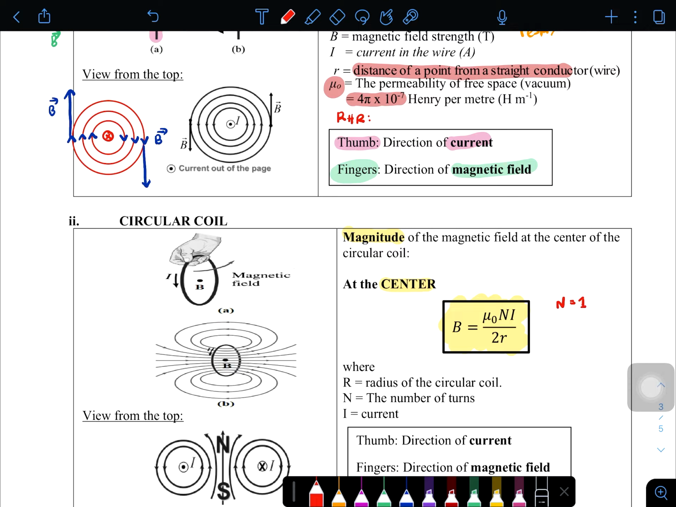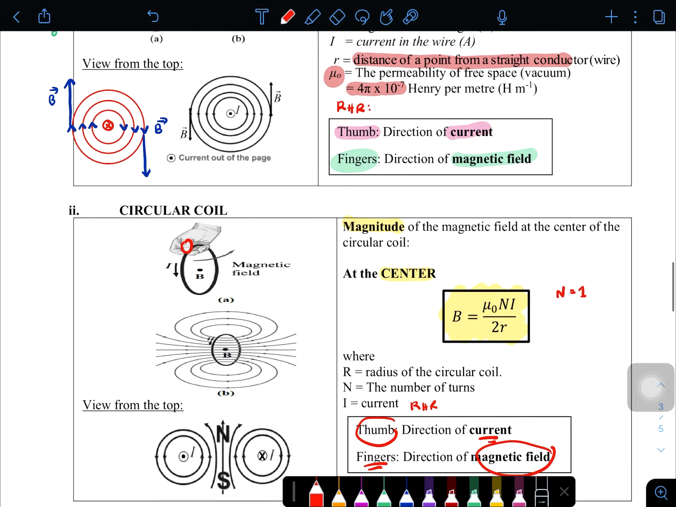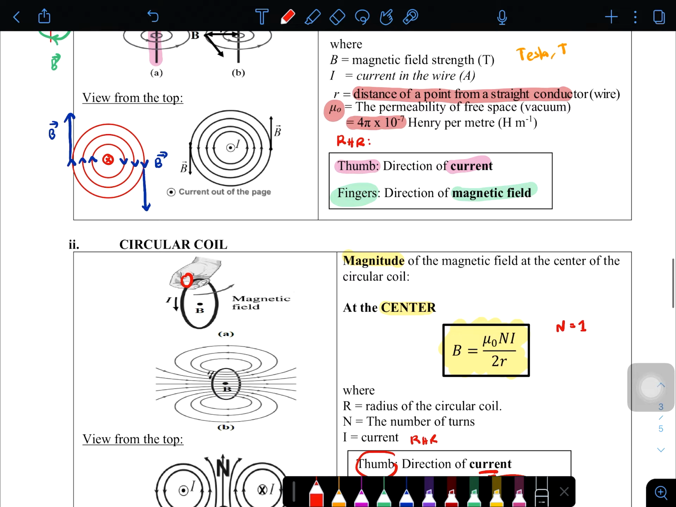So N ialah number of turn. Untuk circular coil, biasanya 1. Okay, right. So to find the direction, we are still using right hand rule. So our thumb, ibu jari kita ialah direction of current, and the 4 fingers akan jadi magnetic field. Okay. So this one I will also share the videos to find how to find the direction.